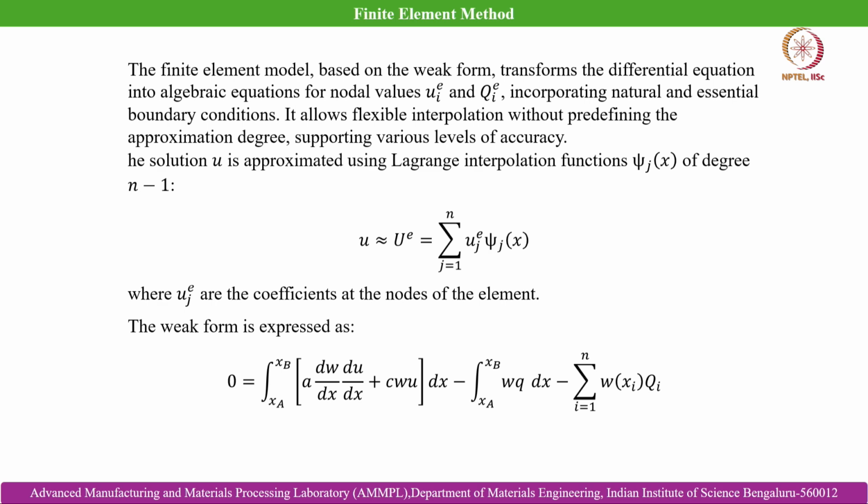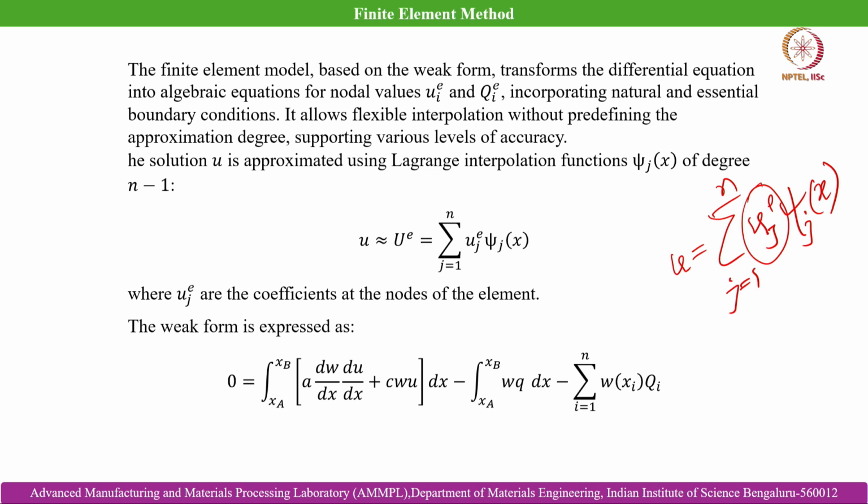Here the solution u is approximated using the Lagrange interpolation function psi_j(x) of degree n minus 1. So how can we write u here? We can express u as the summation of j equal to 1 to n of u_j^e times the shape function psi_j, which is a function of x. So this is how we can express the primary variable u, where u_j^e are the coefficients at the nodes of the element. So the weak form can now be expressed.